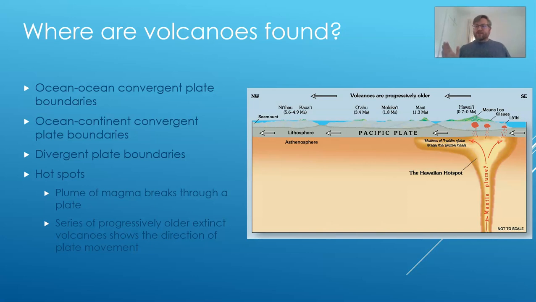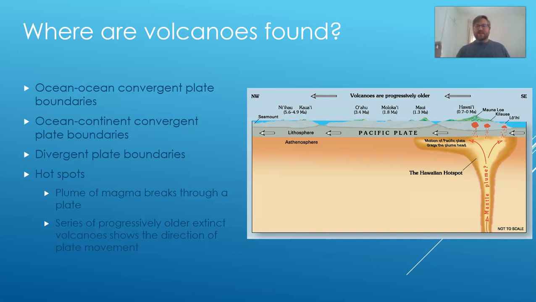And a new volcano is going to form at the spot on the plate that's now over top of the mantle plume. So you're going to have an old volcano kind of downstream in the direction that the plate's moving, and then you're going to have a new volcano forming upstream of that.